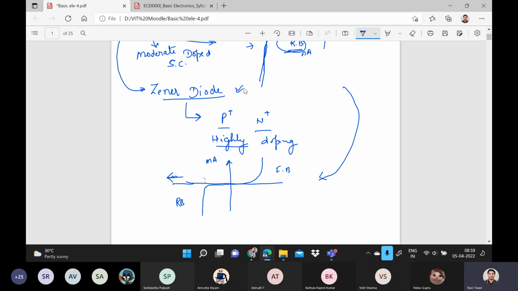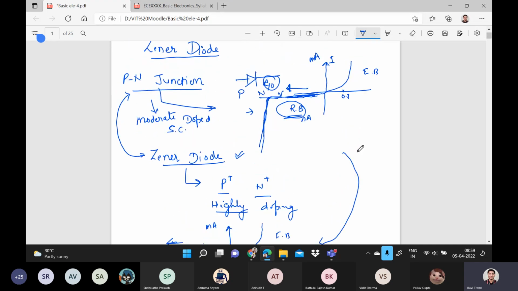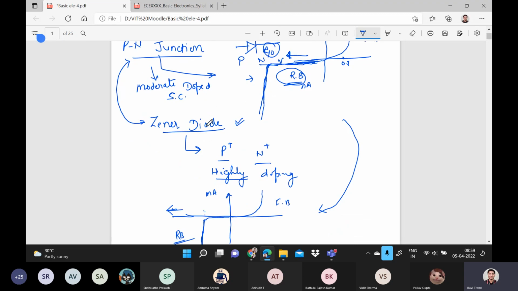Why are we going for the Zener diode? Because in the case of a Zener diode, with a slight increase in the reverse bias voltage, there will be a breakdown and you will get current in the reverse bias also. Now let's start with the theory. What is the Zener diode? Understand this concept. Why are we using this Zener diode? Because in the normal PN junction diode, the breakdown happens after a large reverse bias voltage, whereas in the Zener diode, it comes much earlier.